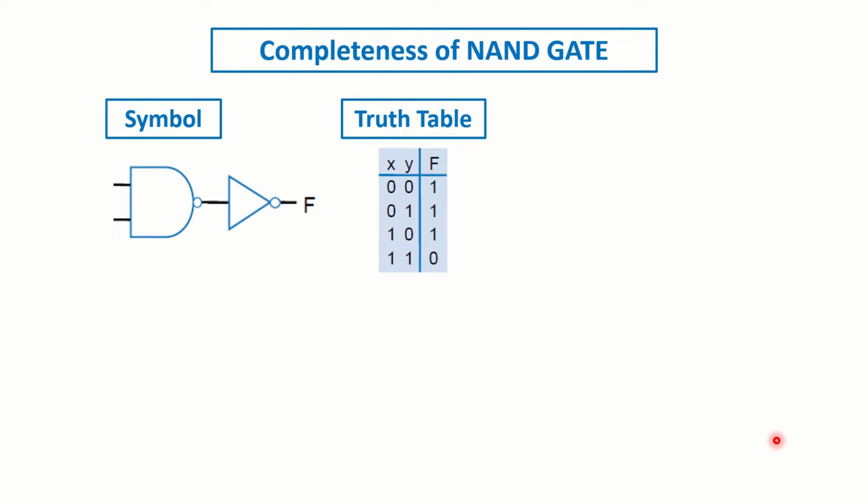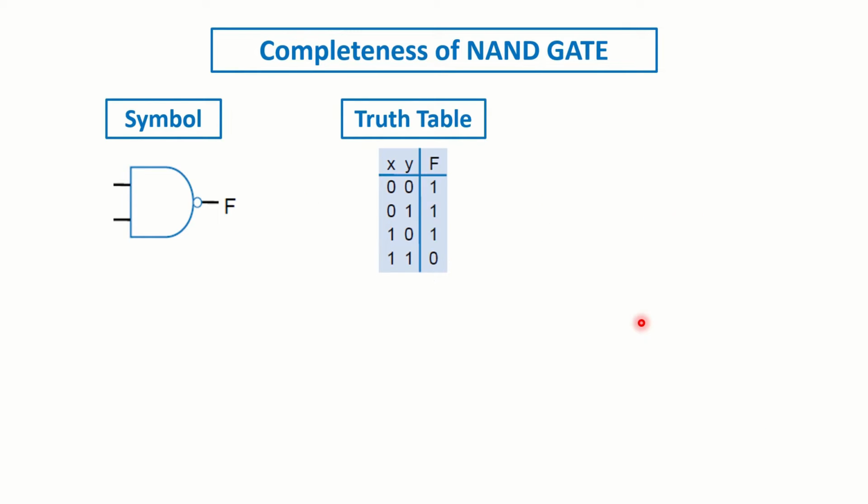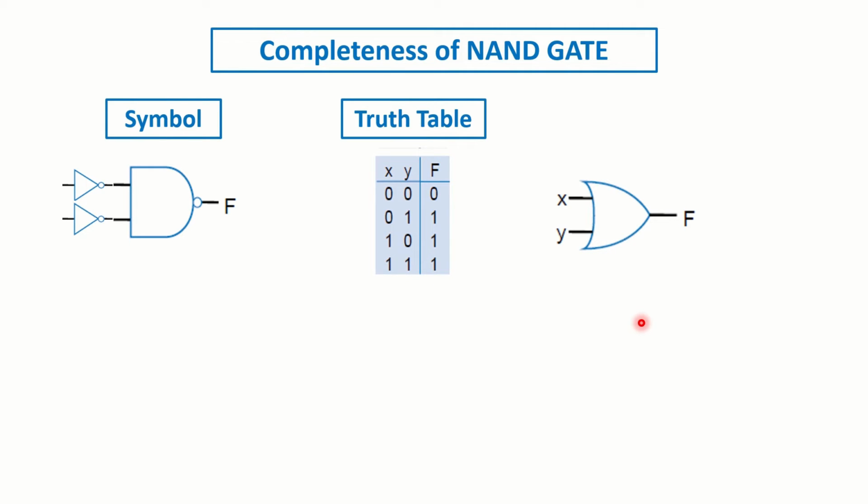Similarly, if we add a NOT gate, which we saw that it can be obtained from a NAND gate, to the output of the NAND gate, the truth table will change into this, and we will have an AND gate. And as a third and final example, if we add 2 NOT gates to the inputs of the NAND gate, we come up with this truth table, which is the one for the OR gate.